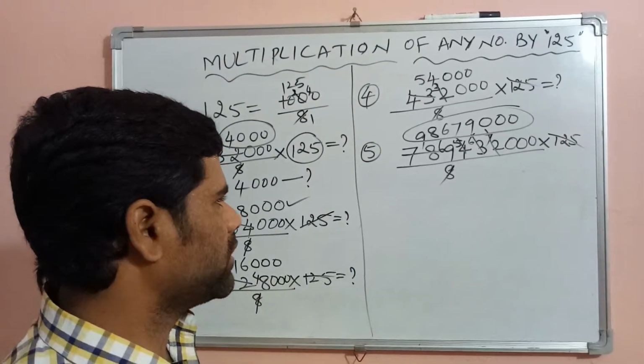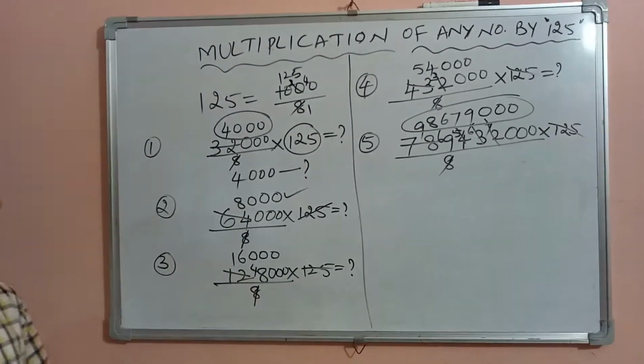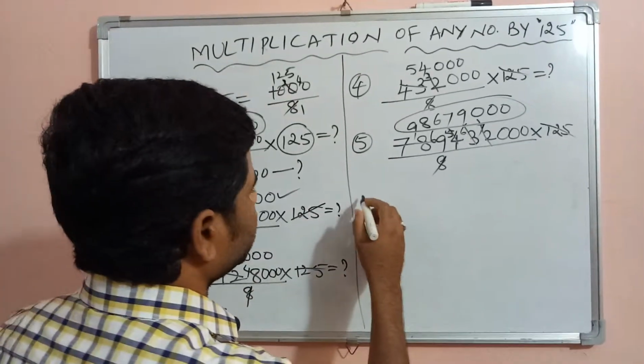Right? 3 zeros simply. So we can write it in one step. 789432 into 125 is equal to 98679000 is the answer for that. One more example we will see.